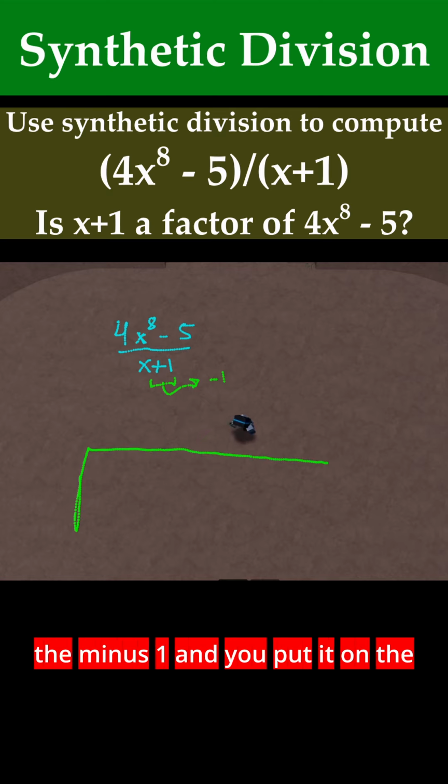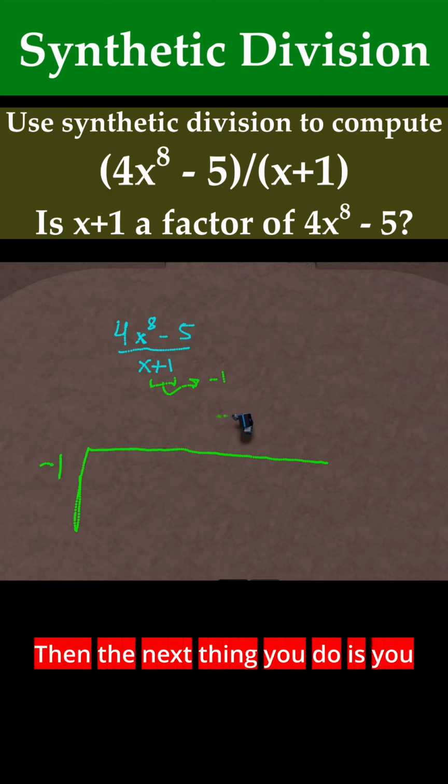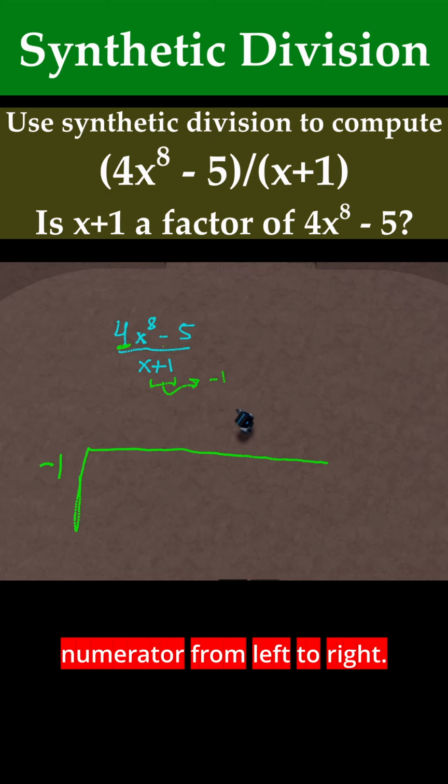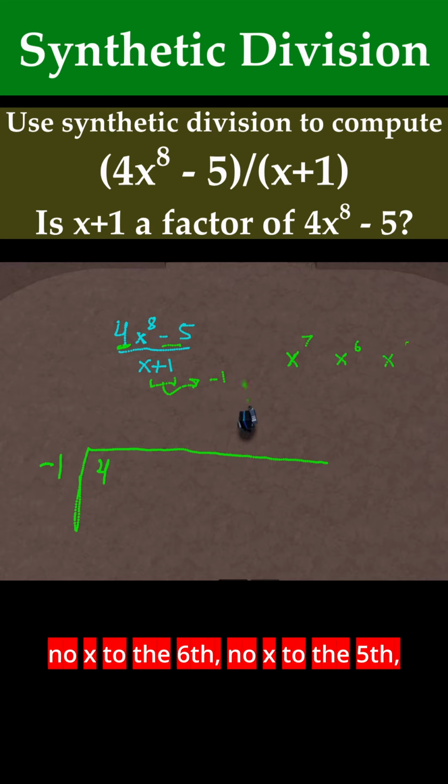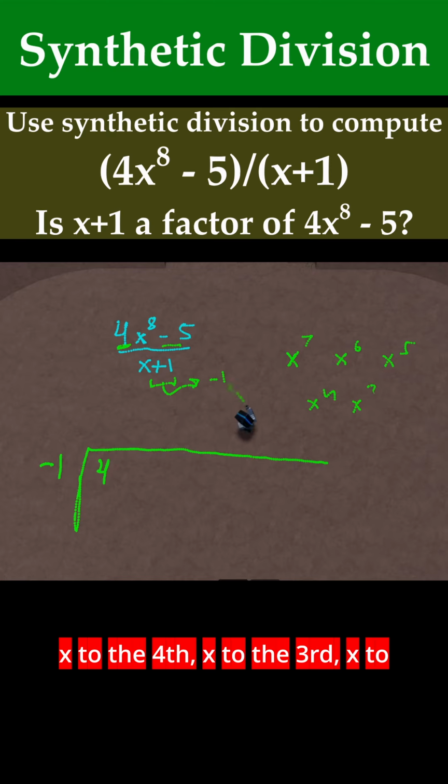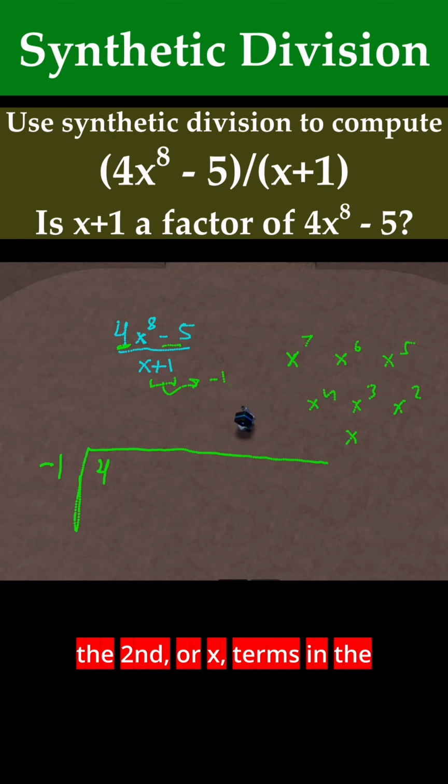So what you do is you first take the minus 1 and you put it on the outside. Then the next thing you do is you write the coefficients in the numerator from left to right. So the first coefficient is 4 on x to the 8th power. However, I need to notice something. There is no x to the 7th, there's no x to the 6th, no x to the 5th, x to the 4th, x to the 3rd, x to the 2nd, or x terms in the numerator.